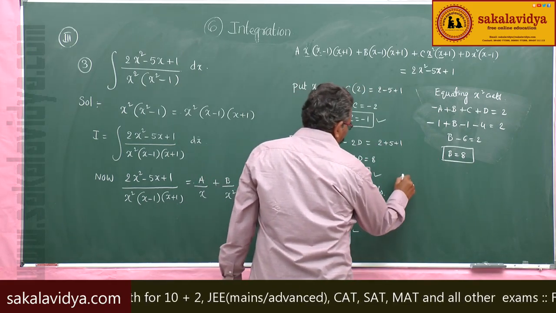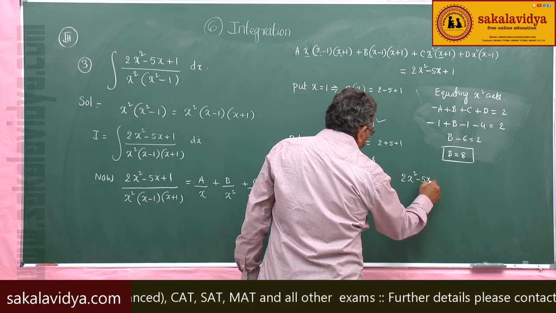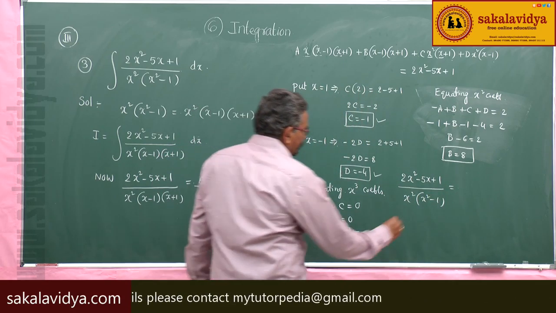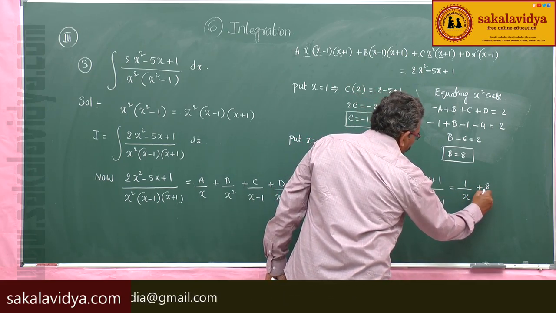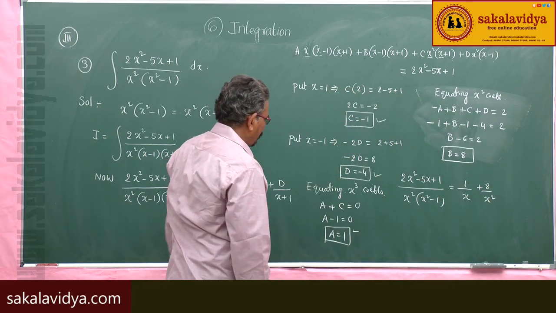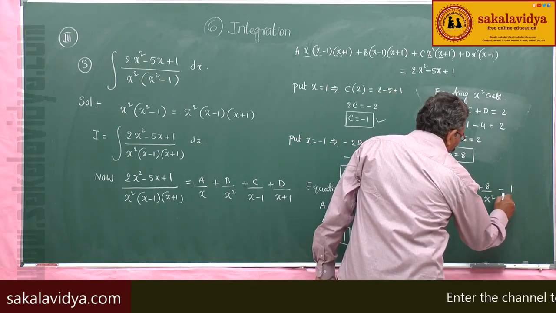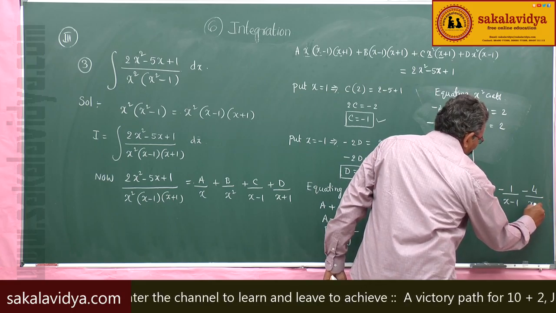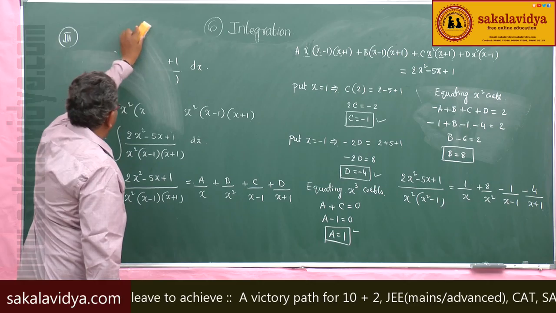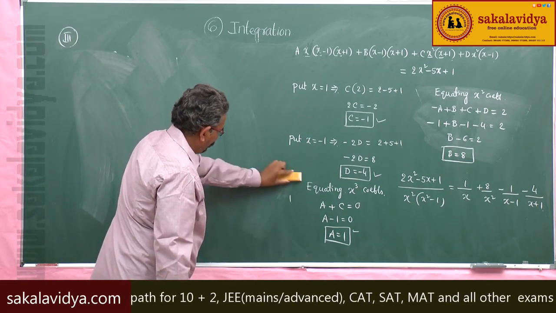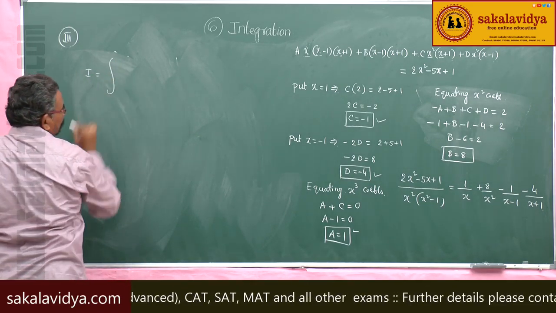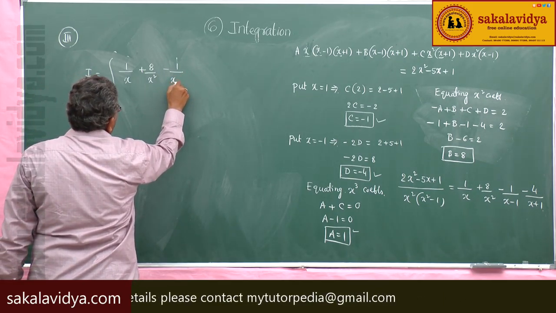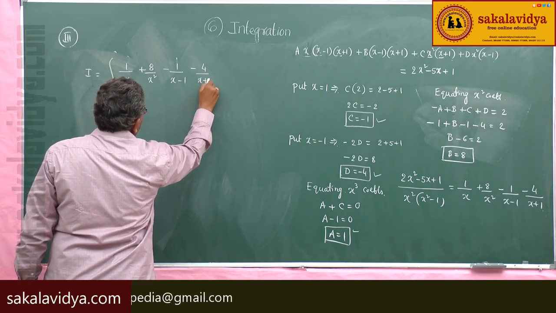Now the partial fractions: (2x² − 5x + 1) / (x²(x² − 1)) is equal to a: 1/x, plus b: 8/x², c, c means −1: −1/(x − 1), and next d, d is −4: −4/(x + 1). So now we have to integrate those terms. Now I is equal to the integral of 1/x + 8/x² − 1/(x − 1) − 4/(x + 1) dx.